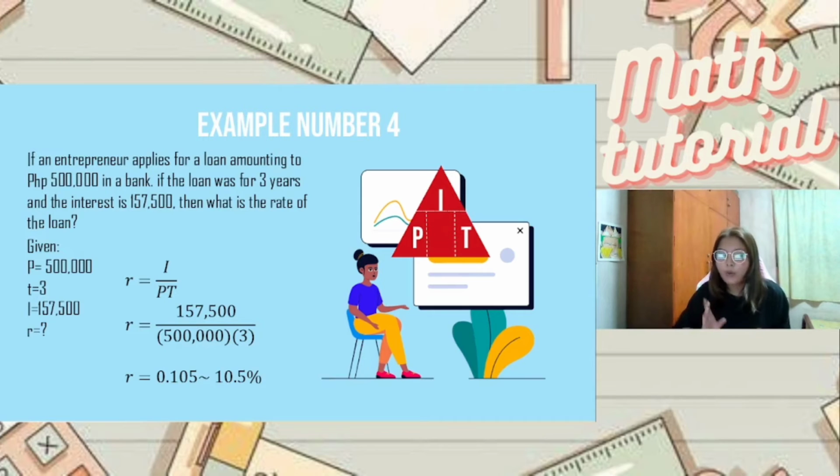However, since rate ang hinahanap, we have to convert it into percentage. So, kung ang ginagawa natin kanina yung percent, kino-convert natin sa decimal, which is dinedivide natin sa 100, ito naman, ang gagawin natin is, ita-times natin siya sa 100 para makuha natin 10.5%. So, that is the final answer.